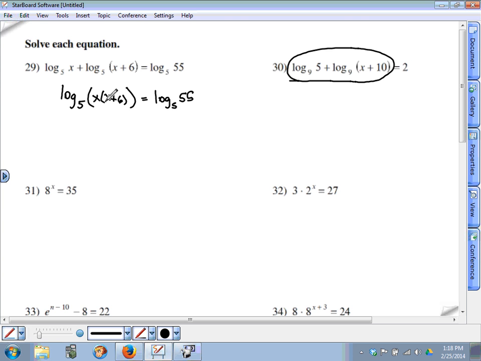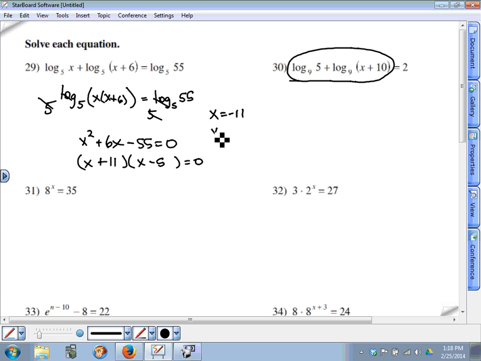Now that you've condensed, you exponentiate using a base of 5. So that just cancels each of the logarithms. So you have x squared plus 6x equals 55. If you subtract 55 to the other side, it's going to equal 0. If you factor, x plus 11 and x minus 5, which means that x equals negative 11 or x equals positive 5.